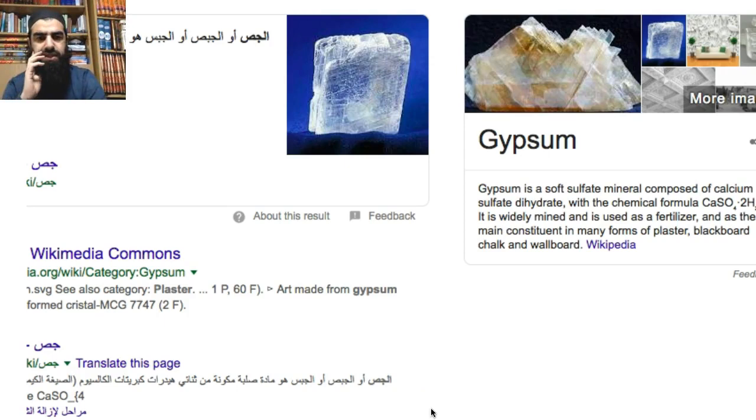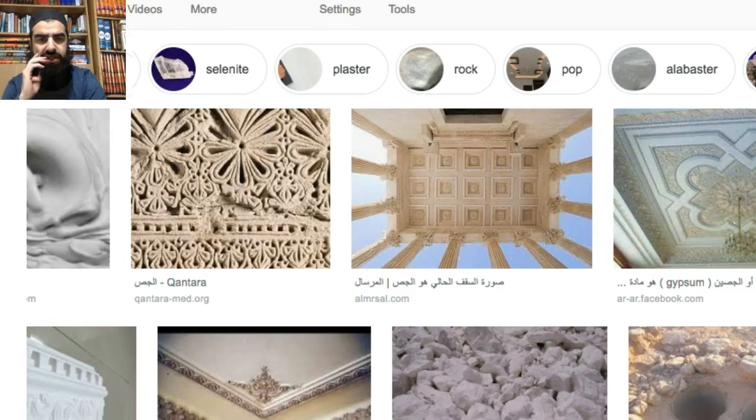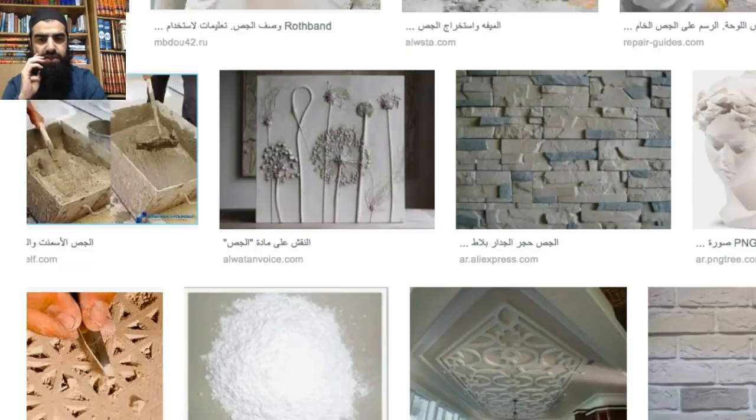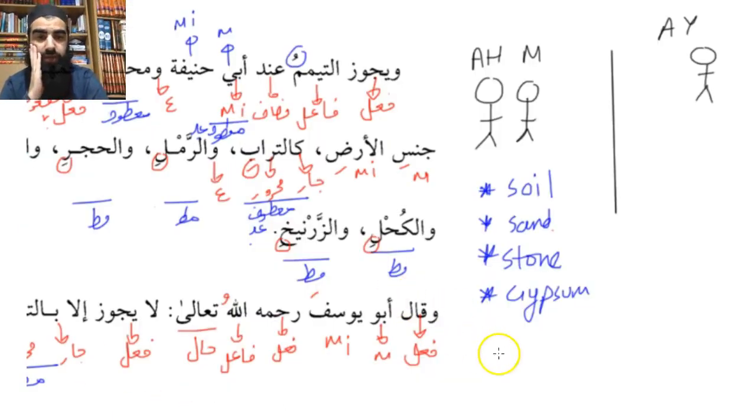They use this kind of substance. Anyway, so this is gypsum that they use, and these are some examples of the art deco that's used for gypsum. You can see, quite nice, very nice. So if you've got some of that at home on the walls, you can actually use that for tayammum, according to Imam Abu Hanifa and Imam Muhammad.